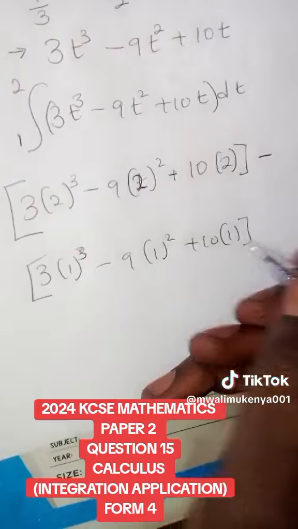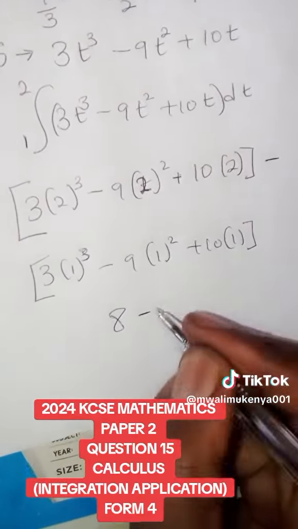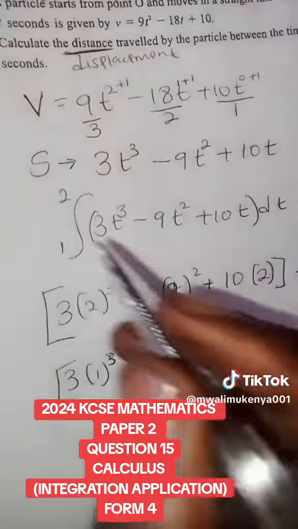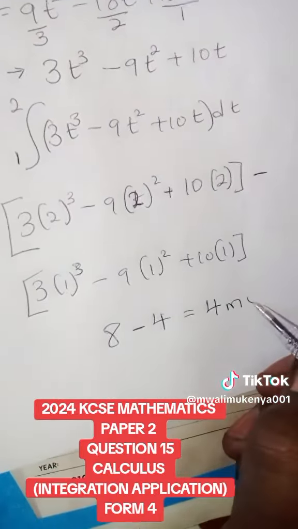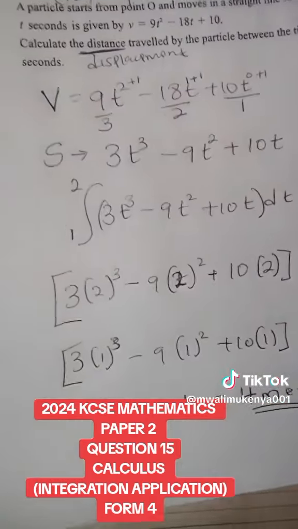So for the first part, we get 8, and for the second part, we get 4, which gives my answer. Remember, it is displacement and it is the same as distance. So the distance is 4 meters. That is how the question is done under calculus.